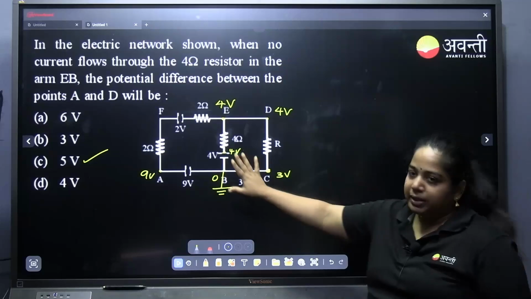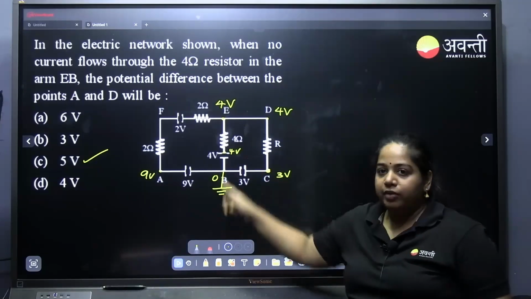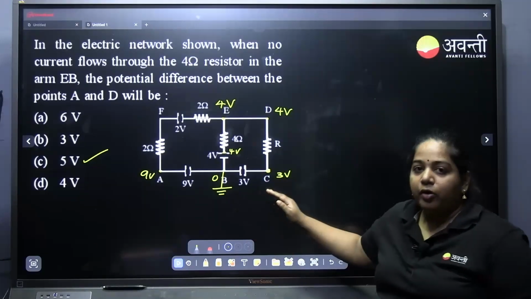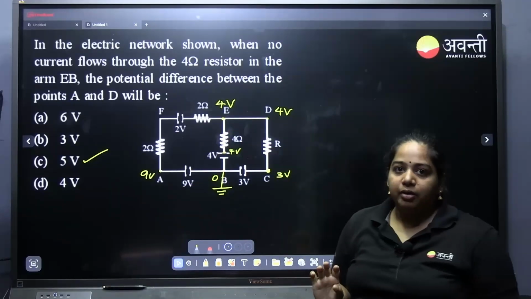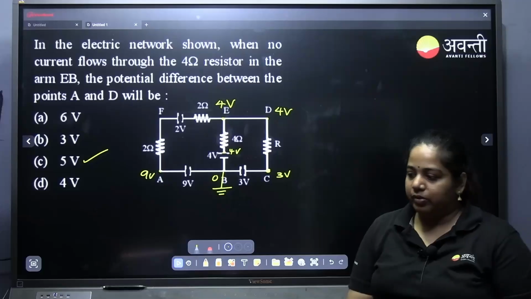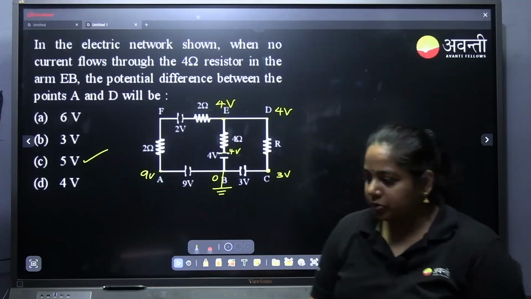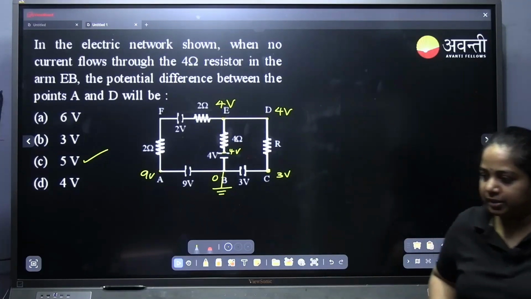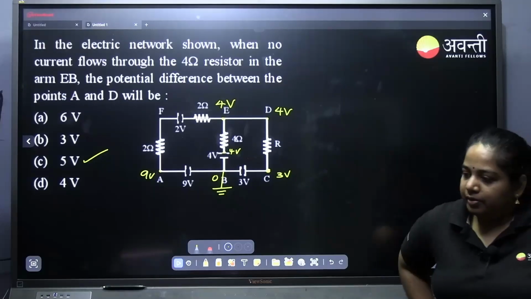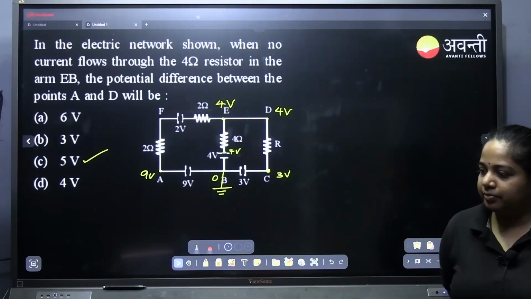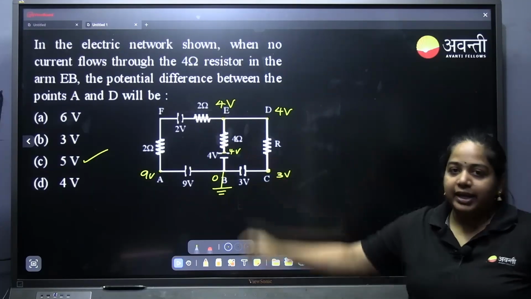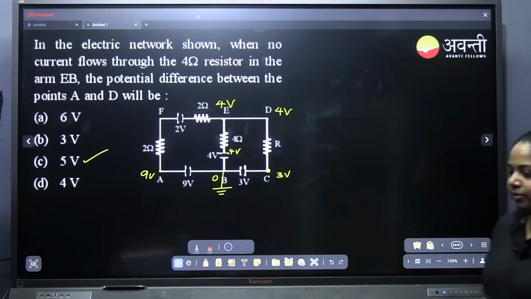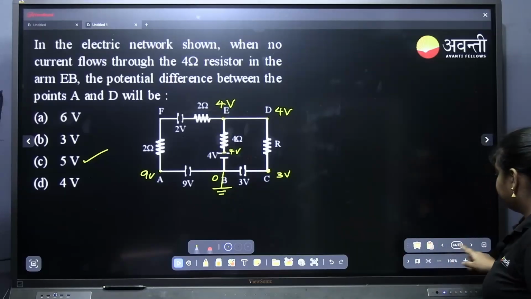So this is one method: we ground one point, and according to that we find the voltage at different junctions. This is how you solve such questions where multiple cells are present. Is that clear? If you apply KVL and all, it will take a long time. So this is an easy method. If it's done, then we will move to the next question.